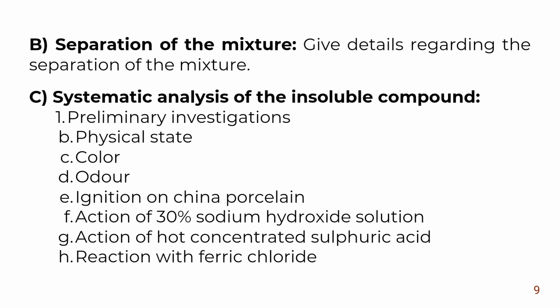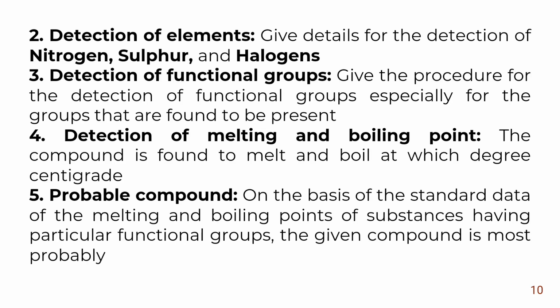Systematic analysis of the insoluble compound. Preliminary investigations. Physical state, color, odor, ignition on china porcelain, action of 30% sodium hydroxide solution, the action of hot concentrated sulfuric acid, reaction with ferric chloride. Detection of elements. Give details for the detection of nitrogen, sulfur, and halogens. Detection of functional groups. Give the procedure for the detection of functional groups, especially for the groups that are found to be present.